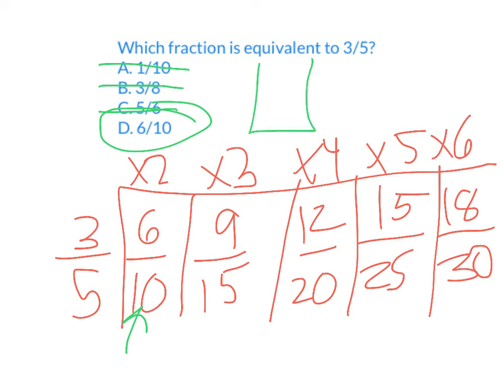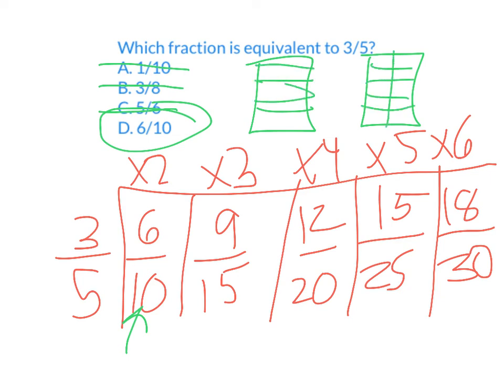If I have a bar, 2 bars, maybe this is broken into 5 pieces. This one is broken into 10 pieces. So I've got 3 of these pieces shaded in, and I've got 6 of those pieces shaded in. Drawing fractions isn't always the best way to express equivalence, and that's not how I recommend you do it, but I can prove to myself that they are equivalent.